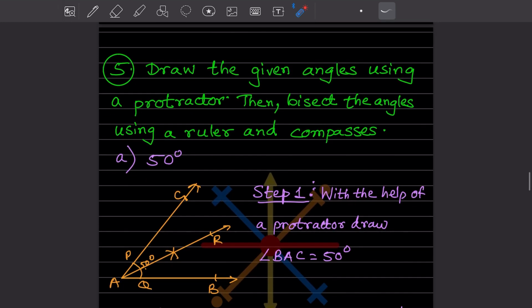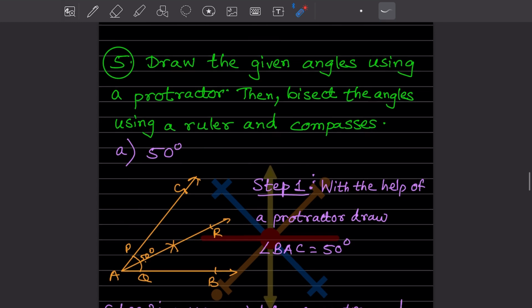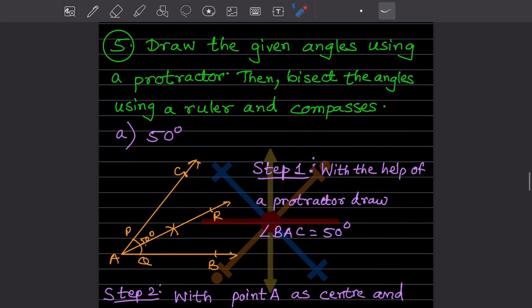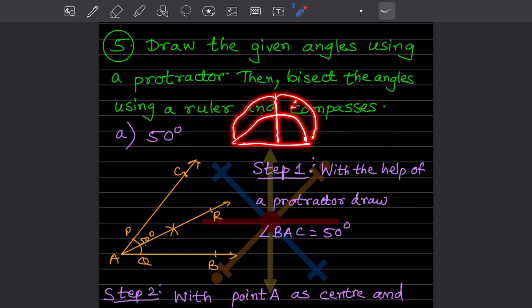The next one says to draw the given angles using a protractor, then bisect the angles using a ruler and a compass. So we have to see for 50 degrees. First, with the help of a protractor, draw AB. This is BAC. First we'll draw a line. Here is the protractor. You're going to see this will be 90 degrees on your protractor, and this side will be less than 90, and this side is going to be more than 90.